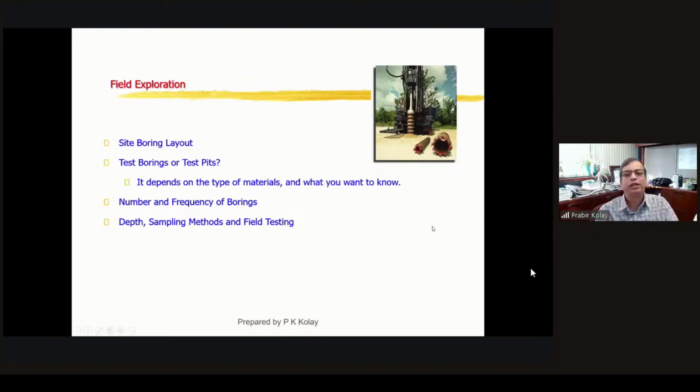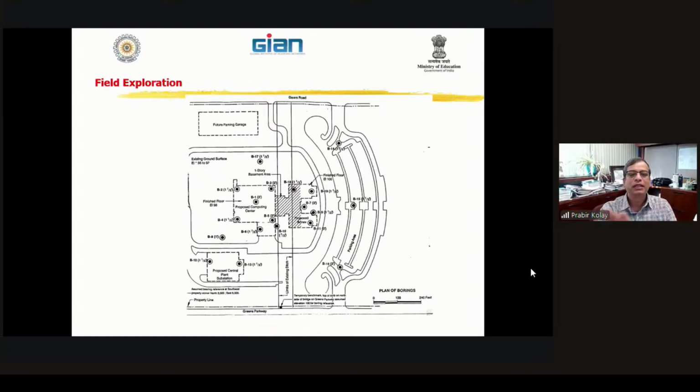Field exploration, as I mentioned, so you need to go to the site and take soil samples at a particular site. So site boring layout: you need to decide as a geotechnical engineer, depending on the site, how many boreholes you need to make, what should be the depth, and whether a test boring or test pit, depending on the type of material you want to know. Number and frequency of the borings is also very important. And then how much is the depth, sampling method, and then also field testing. So this is field exploration.